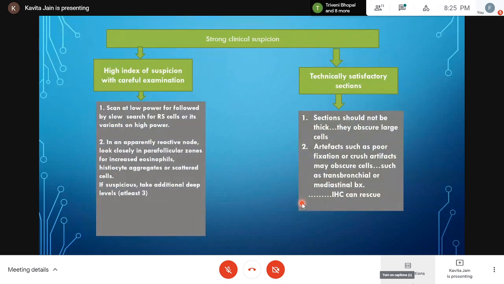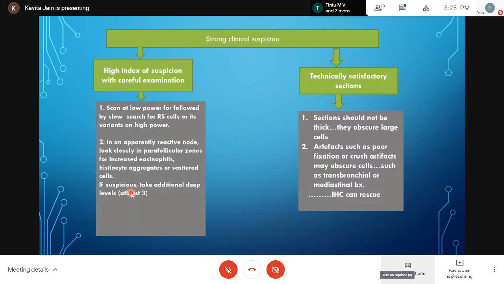So now, just completing my lecture, for the sake of completion, I made this flow diagram. How should you proceed with the diagnosis of Hodgkin's lymphoma? If there is a strong clinical suspicion, and also on morphology we have a high index of suspicion, with careful examination we should scan at low power, followed by slow search for RS cells or its variants on high power. In an apparently reactive node, look closely in parafollicular zones for increased eosinophils, histiocyte aggregates, or scattered cells. And if they are suspicious, take additional deep levels.